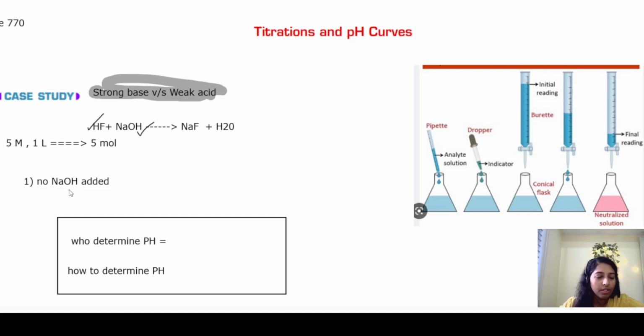The same condition, when no NaOH is added, the reaction mixture contains only HF, right? So there is no reaction.